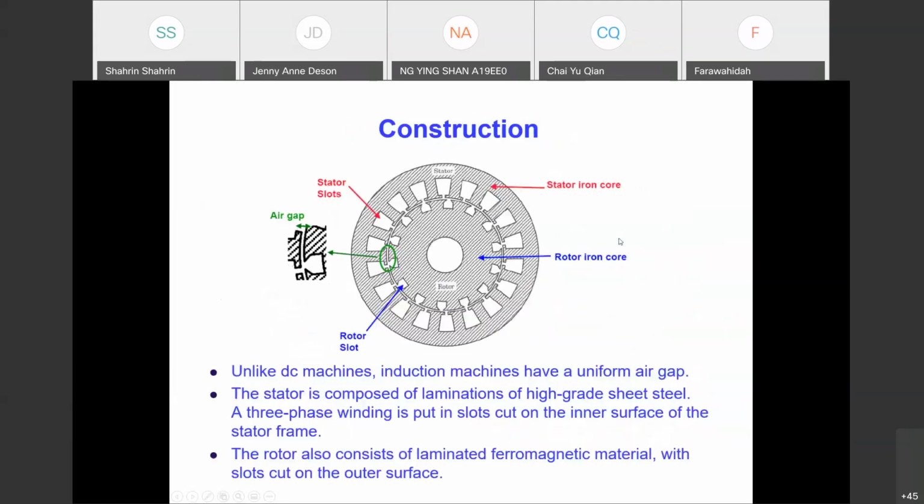Okay. And this is the cross section of the induction motor. So this is the stator and this is the rotor. As you can see, the stator is the stationary part, whereas the rotor is the moving part. And between them, as you can see, this is an air gap. There is no electrical connection between stator and rotor. Also, this is a slot where we slot in the copper winding, and the same with the rotor. We have the slot to install the winding here.